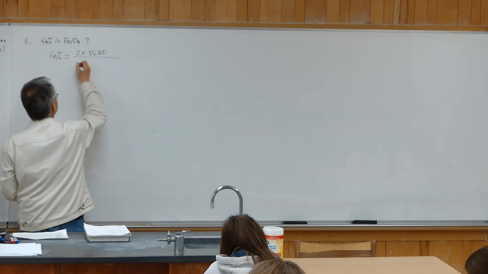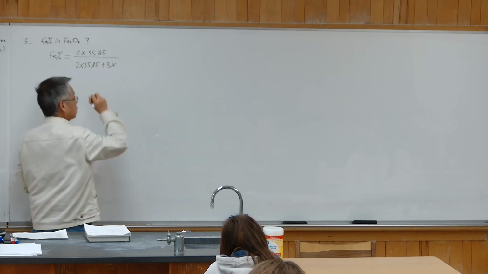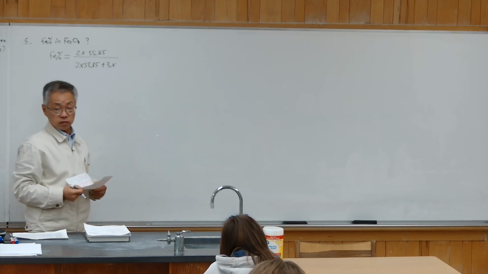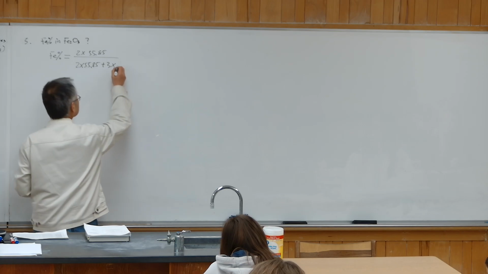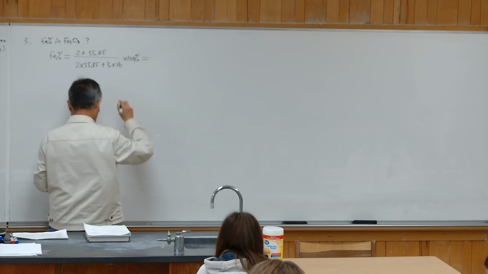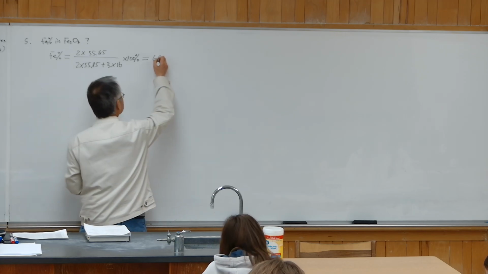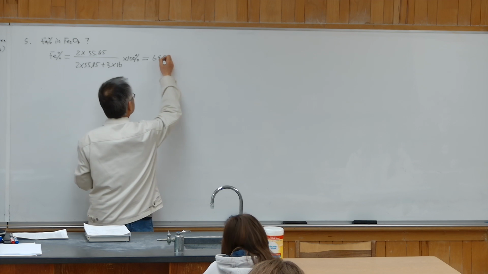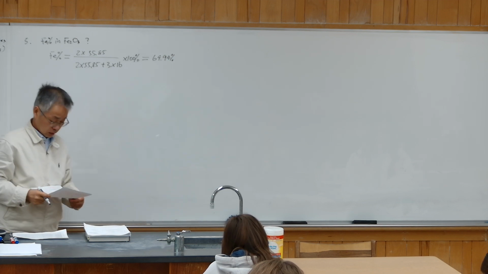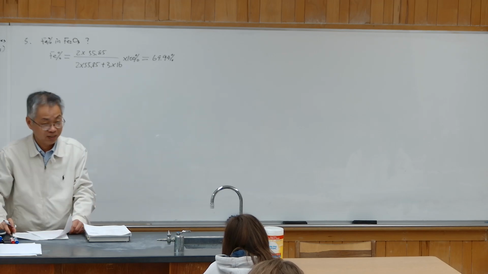Then the denominator has 2 Fe and 3 oxygen. Your table tells us oxygen is 15.9994, then just 16, times 100%. So use your calculator. This should be 69.94. It's not 66.67.